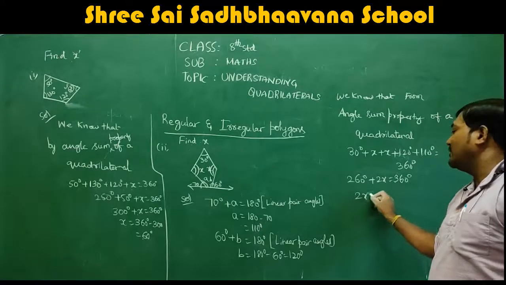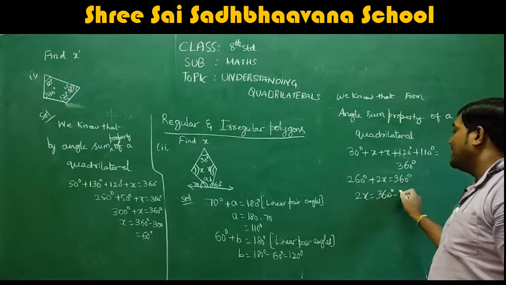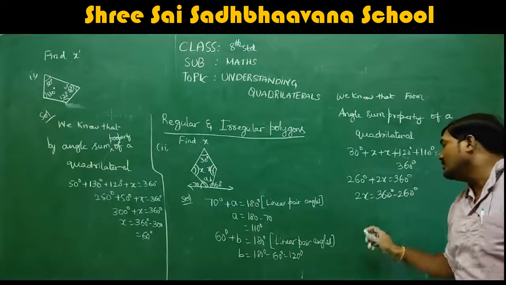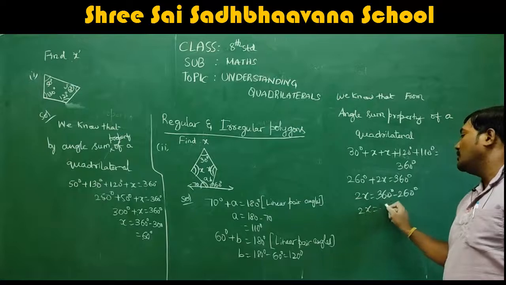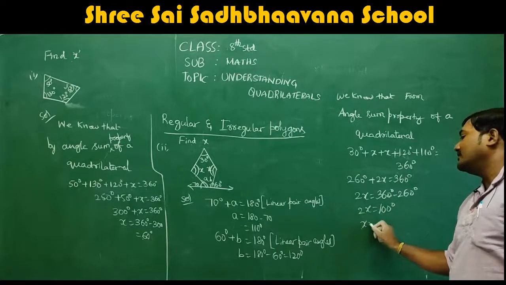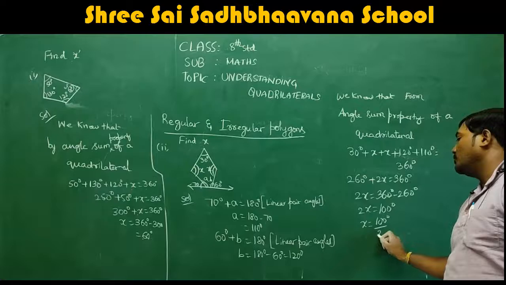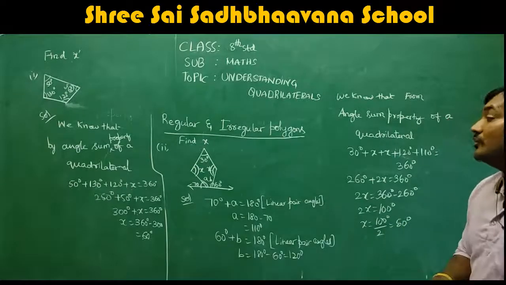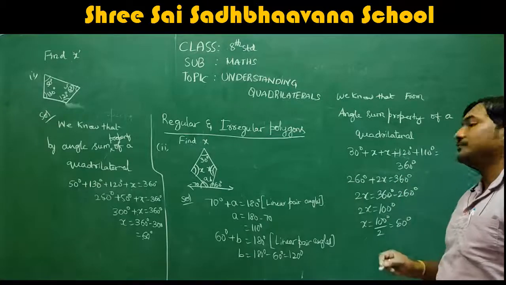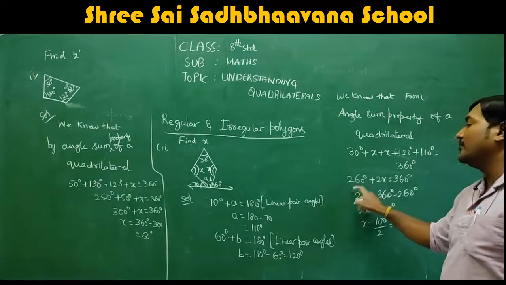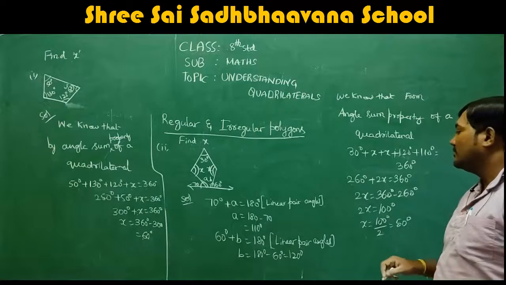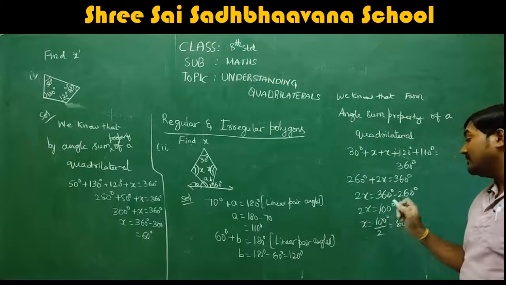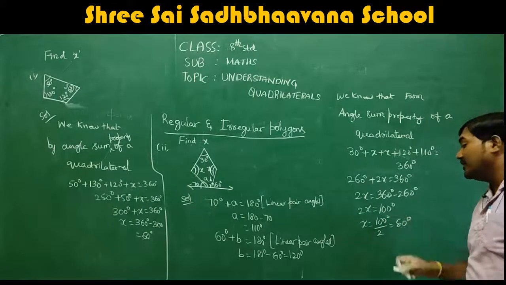Correct? So 2x is equal to 360 minus 260 degrees, which is 100 degrees, and x is equal to 100 divided by 2, which is 50 degrees. Correct? So both you will get 50 degrees. 2 into 50 is 100. So x is equal to 50 degrees.